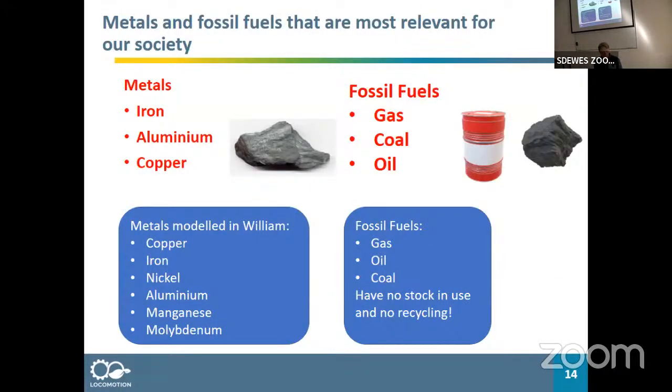So what metals are most relevant from our perspective, or which ones would we focus on the most, is iron, aluminium and copper, the gas, coal and oil. And that's also what we modeled in the William model. So metals that we modeled in the William model also include nickel and manganese and molybdenum. There should be more technology metals. It would be nice. We are just running out of time to do this, sadly. So that is something that we hopefully can improve later. And there are also some other reasons why it is not that straightforward to couple them to the economic model.